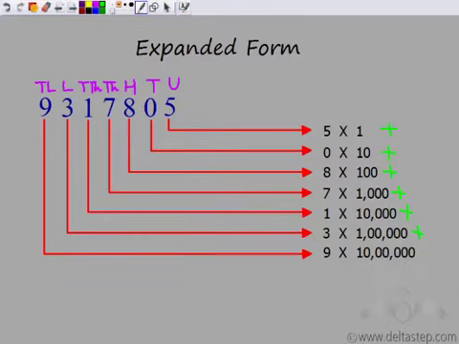So we have seen how our modern number system uses 10 digits, and using these 10 digits, how we can write numbers as large as possible.